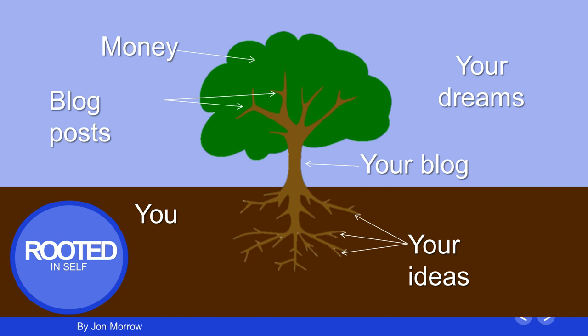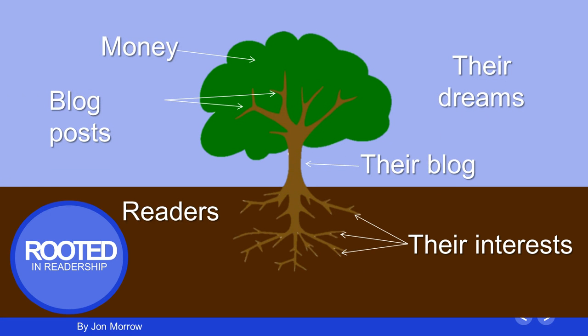So that brings us to the fixed diagram. Okay, the big difference here, and this is rooted in readership. Notice that the soil here at the bottom is your readers. The roots of the blog are their interests. The sky up here above is their dreams. Notice that you are not on this diagram.